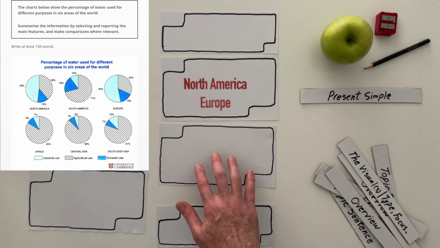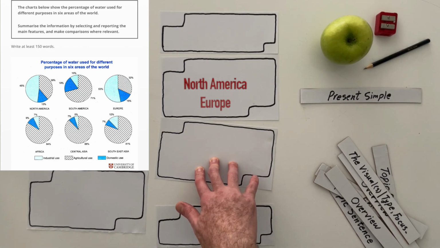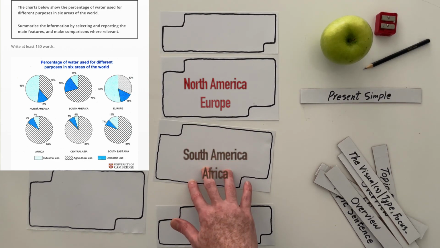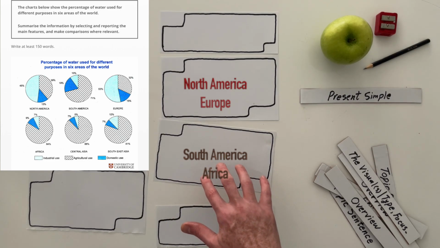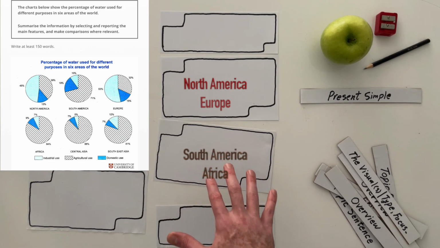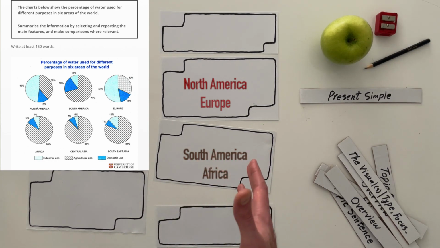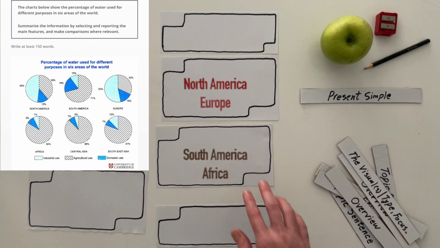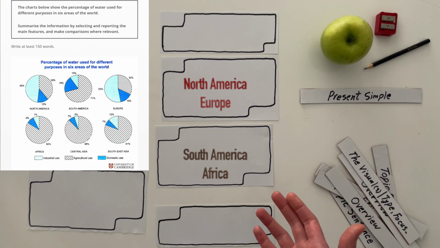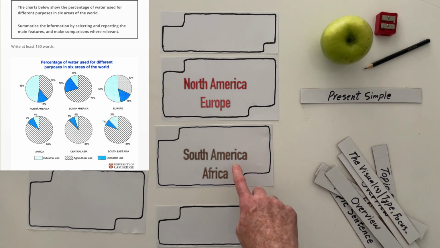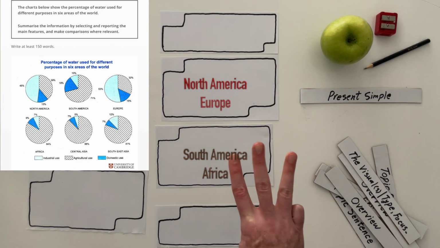I would like to pair South America with Africa. And I would like to say that these two, they of course have agriculture as their main water consumption. That's correct. And they, both of them, have domestic use more than the industrial use. So for these two, industrial use stands at the bottom. It's the third option.